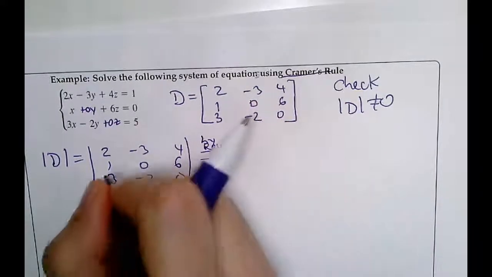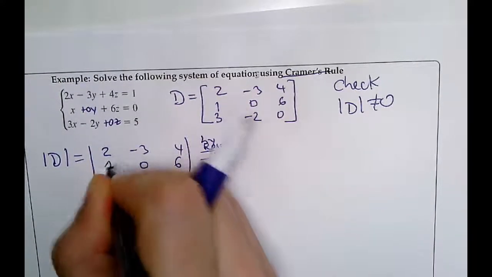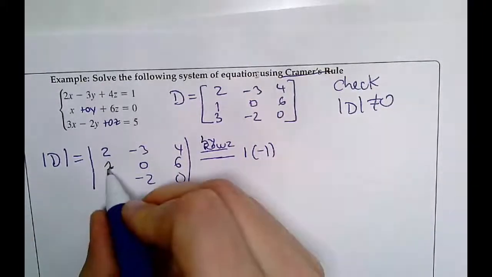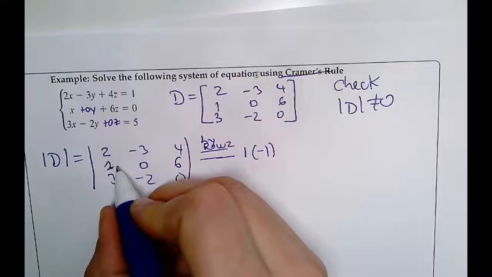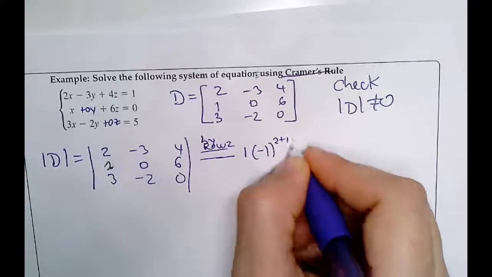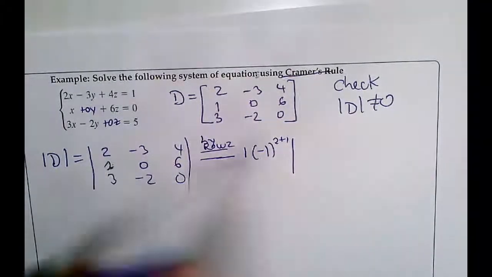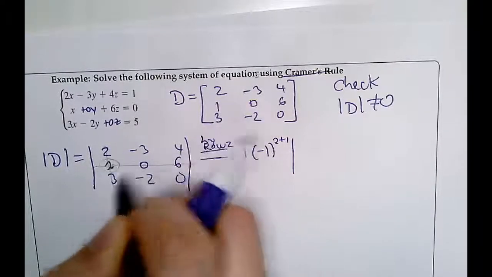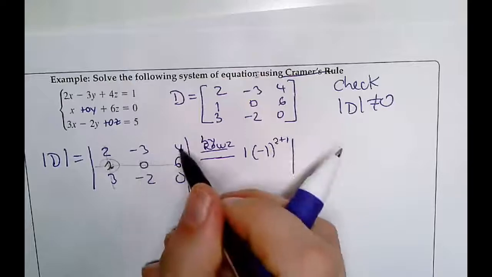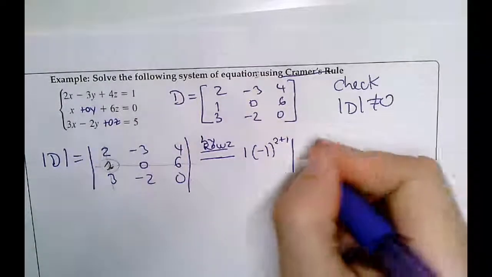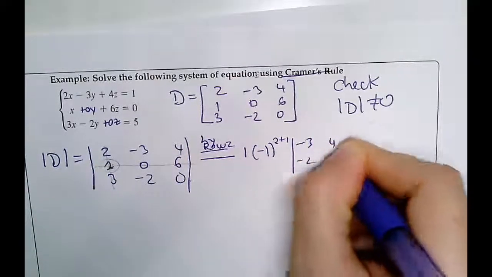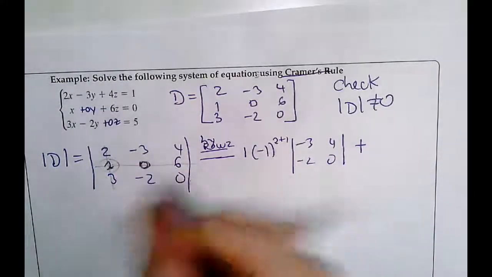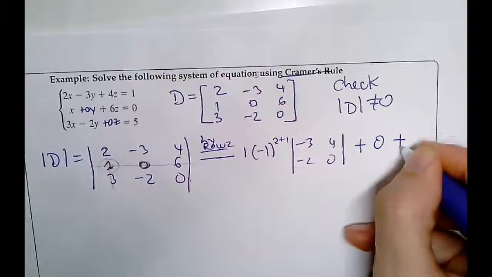Okay, so we're going to take the first entry, 1, times -1 to the, what's the index in here? It's row 2, column 1, so 2 plus 1. And then the minor, if I remove row 2, column 1, the minor that I have left is -3, 4, -2, 0. Plus, the second element is 0, so I don't even need to do the work. I'll just put plus 0.